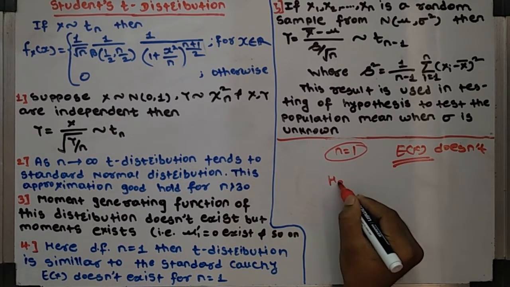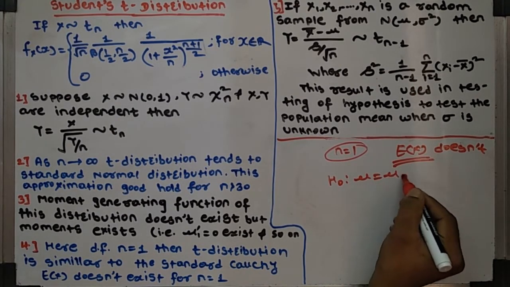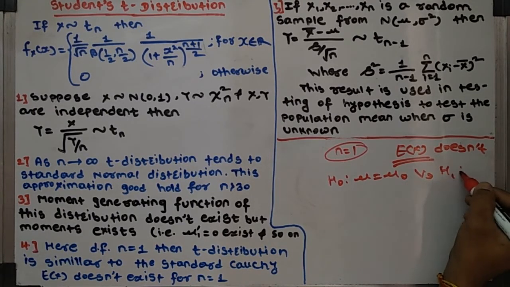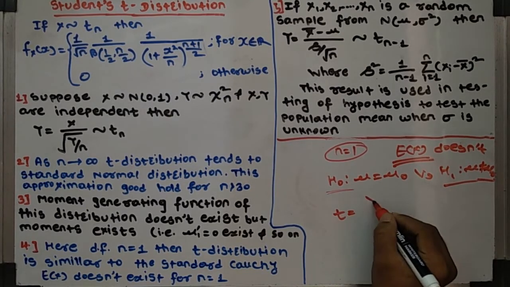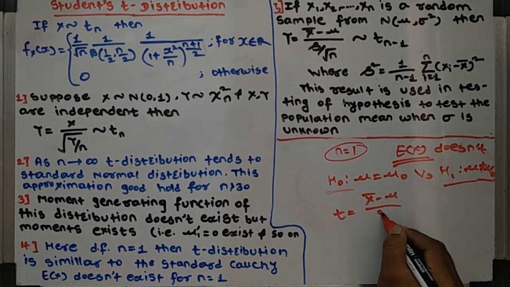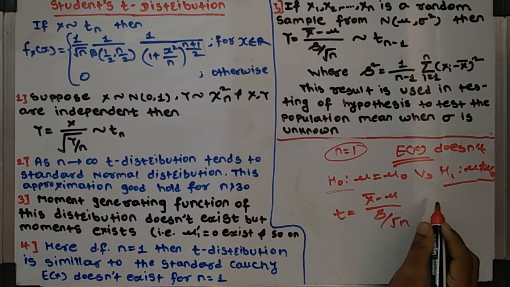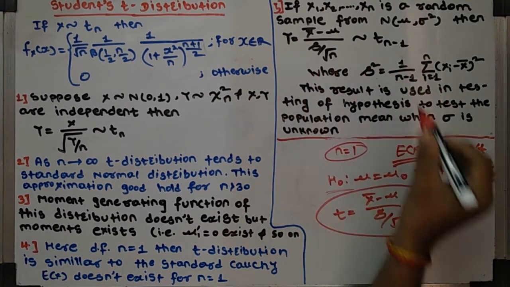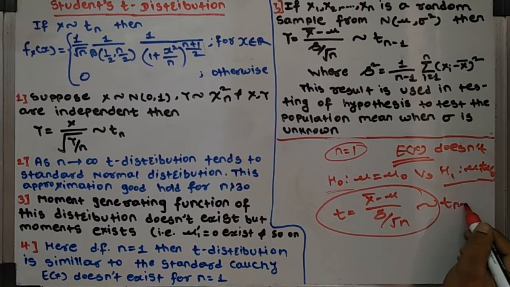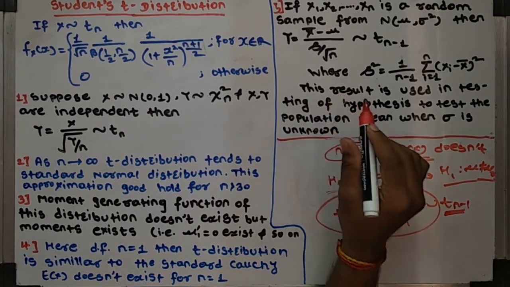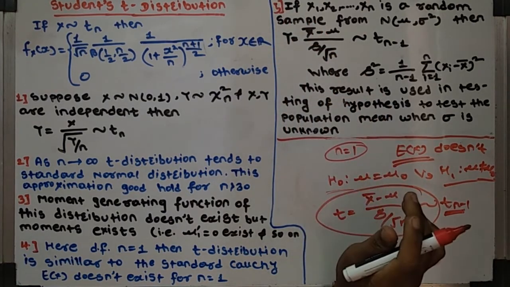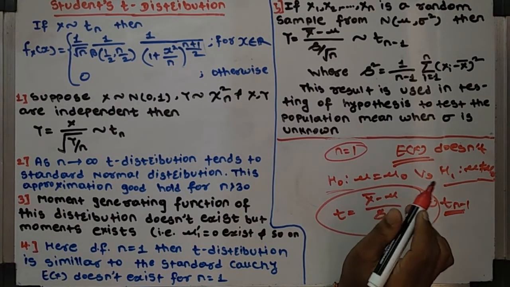This result is used in testing H naught: mu equal to mu naught versus H1: mu not equal to mu naught, or other alternative hypotheses. In this testing, we note that test statistic T equal to (x bar minus mu) divided by (s upon under root of n) is used. This statistic follows t distribution with n minus 1 degrees of freedom under H naught. Therefore, this result is the most important result, and it is used in testing of hypothesis.